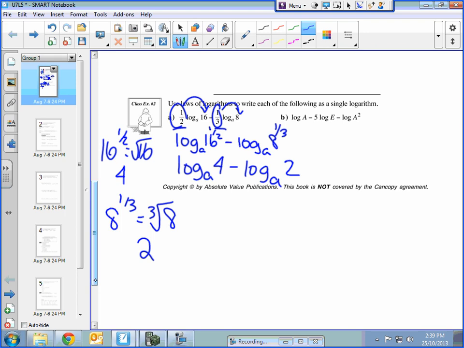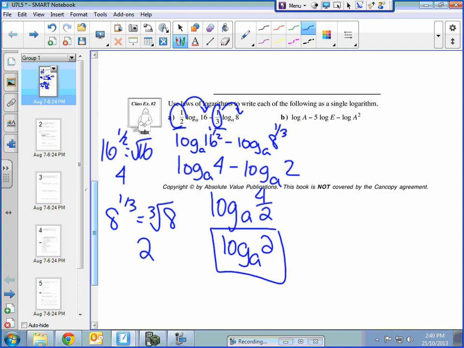Is everyone okay with that next step? So now when I subtract 2 logarithms, what do I do? Divide. Good. Whenever I subtract 2 logarithms of the same base, I divide the arguments. What's 4 divided by 2? 2. Nice.